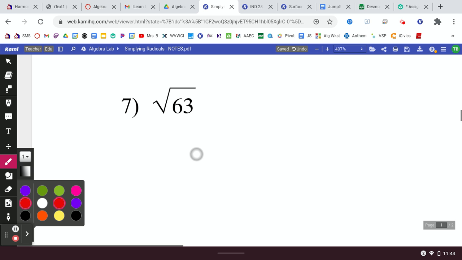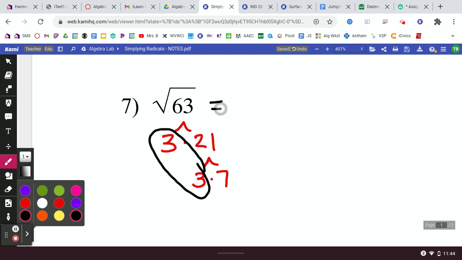63 is not even. I have to skip the 2 one. But is it divisible by 3? And I would get 21. Is 21 divisible by 3? Oh yeah. Okay, now I'm to the circling part. I have a pair of 3s. They come out as 1. What about my 7? Trapped underneath, and that's my answer.